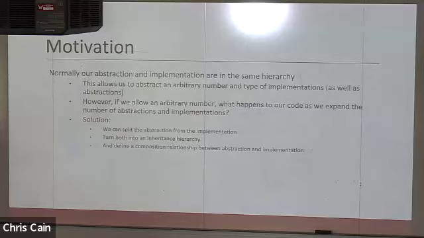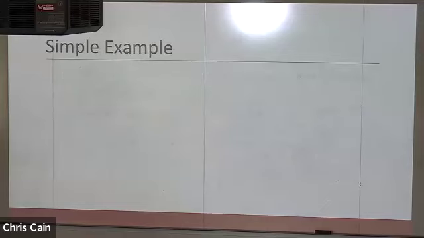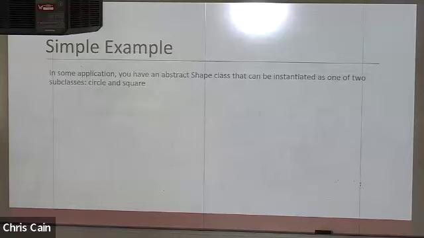Then we need some kind of composition relationship between them so that we see that a shape has a color. So we add a has-a relationship between them, and then we can grow and add both new shapes and new colors. So in our example, we have an abstract shape class, which can be instantiated as either a circle or a square. And the boss wants to extend the functionality to add color to shapes.